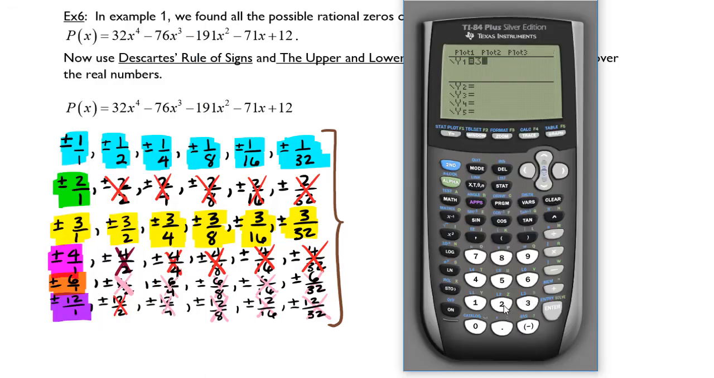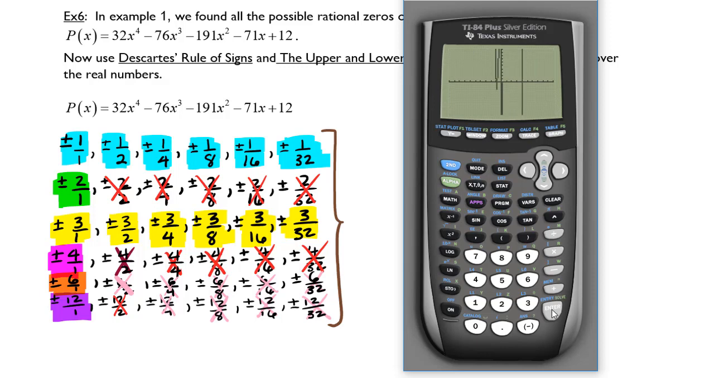So we have 32x to the fourth minus 76x to the third minus 191x to the second minus 71x plus 12. And then I'm going to make sure my window is reasonable. So I'll go down to Z standard just to start out and graph it.